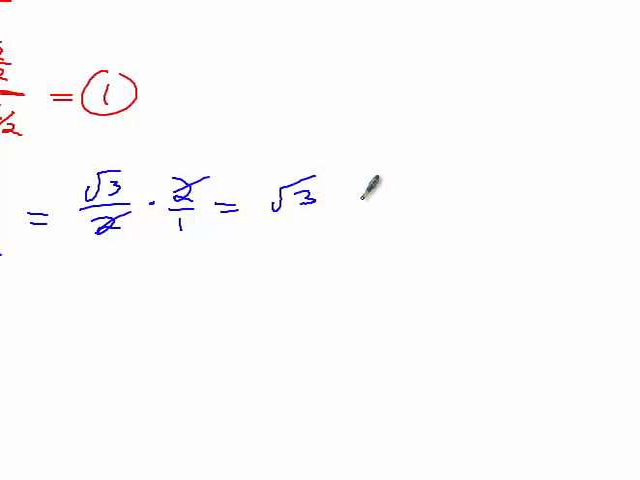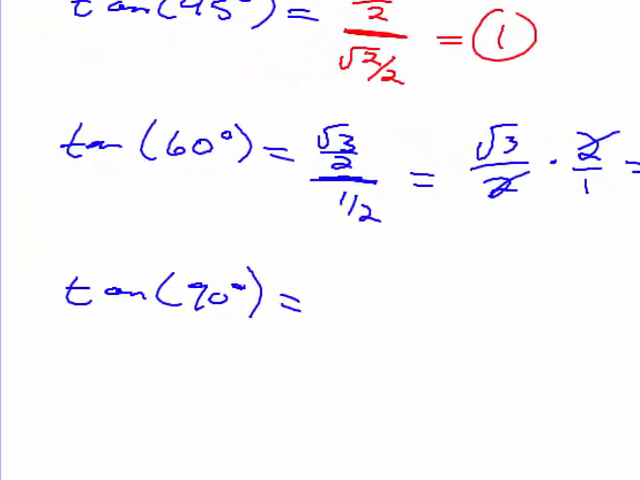Square root of 3. For 90, what is the sine of 90 degrees? 1. And what's the cosine of 90 degrees? 0. What's 1 divided by 0? Can I divide by 0? No, so what is it? Undefined.